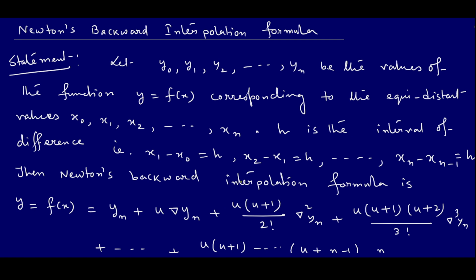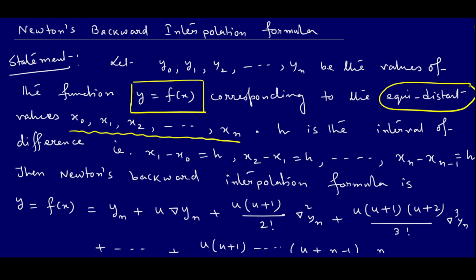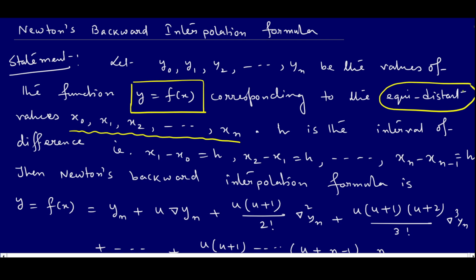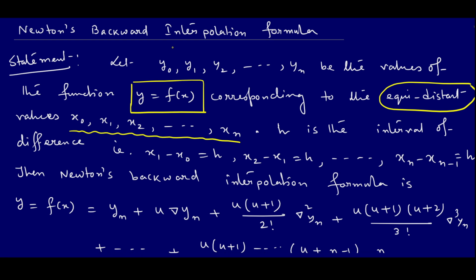Then it will be very easy to understand Newton's backward interpolation formula. Here also we take a function y equals f of x, and some values of x which are x0, x1, x2, up to xn. Like in the forward formula, these values are equidistant. If we put x0 in f of x, we get y0; for x1 we get y1; for x2 we get y2; and similarly for xn we get yn.